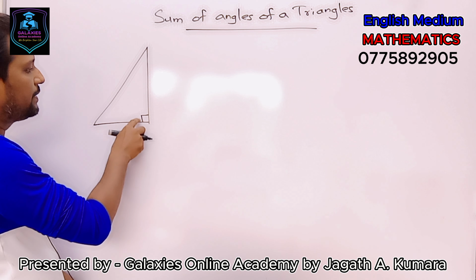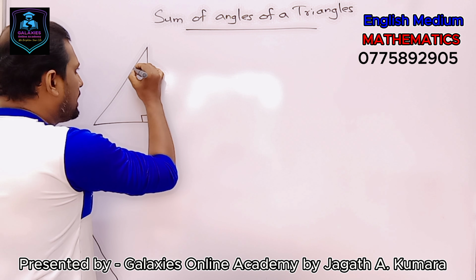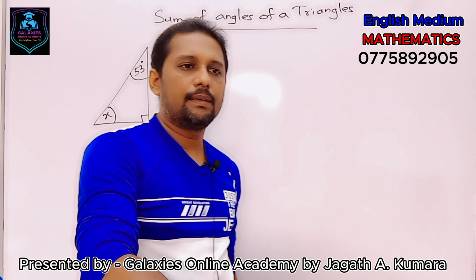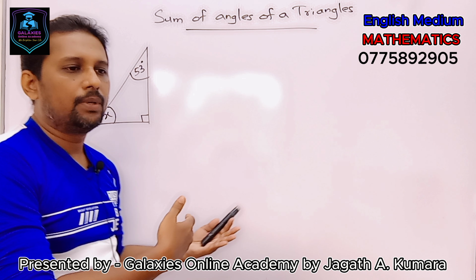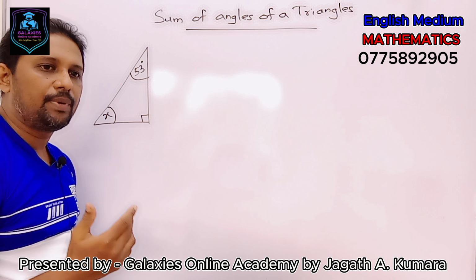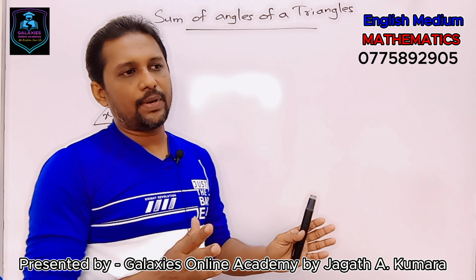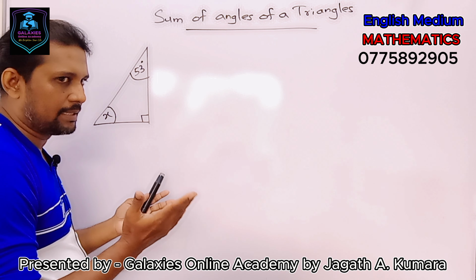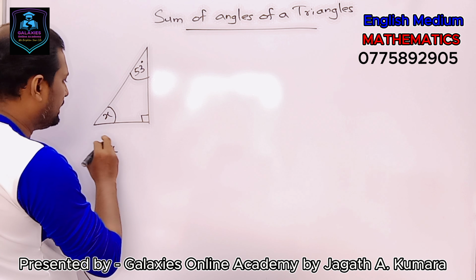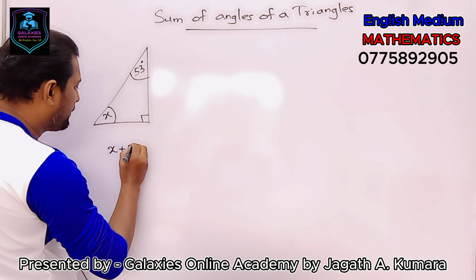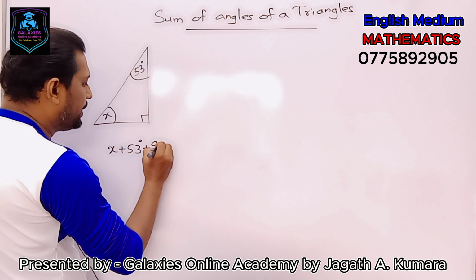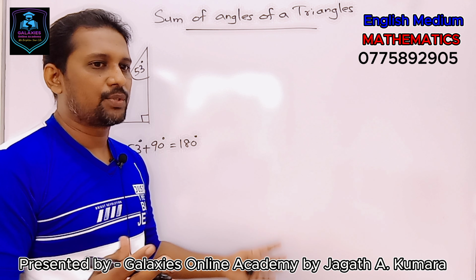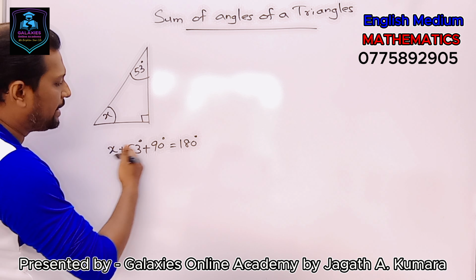Right, in the next example, this angle is a right angle, this angle is 53 degrees, and this one is x. Then we can also apply the theorem, no? You know the theorem, the sum of these three angles should be 180 degrees, because in any triangle the sum of angles should be 180 degrees. It is a theorem. Then I can write the simple equation: x plus 53 plus 90 degrees equals 180 degrees. What's the reason? Because the sum of angles of a triangle is 180 degrees.